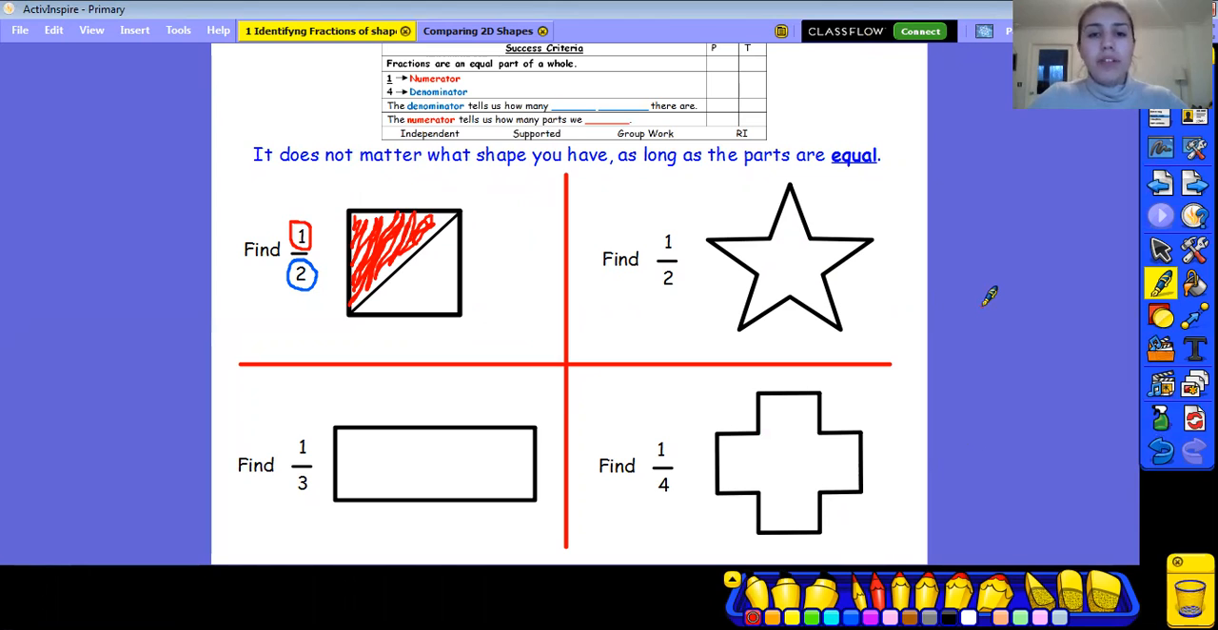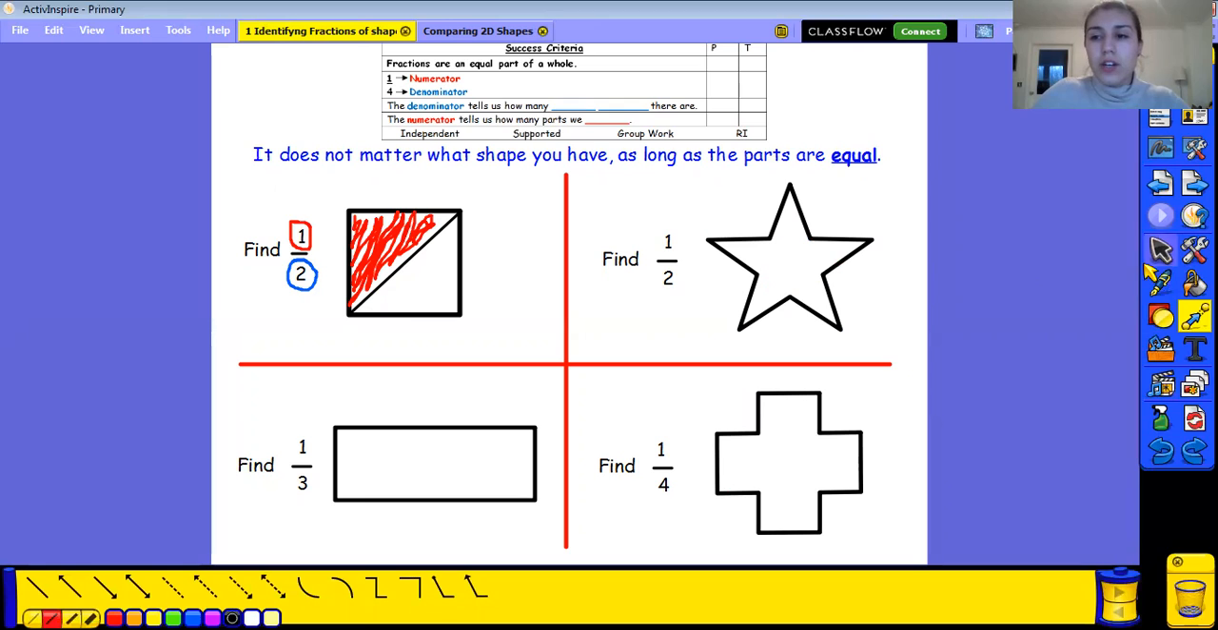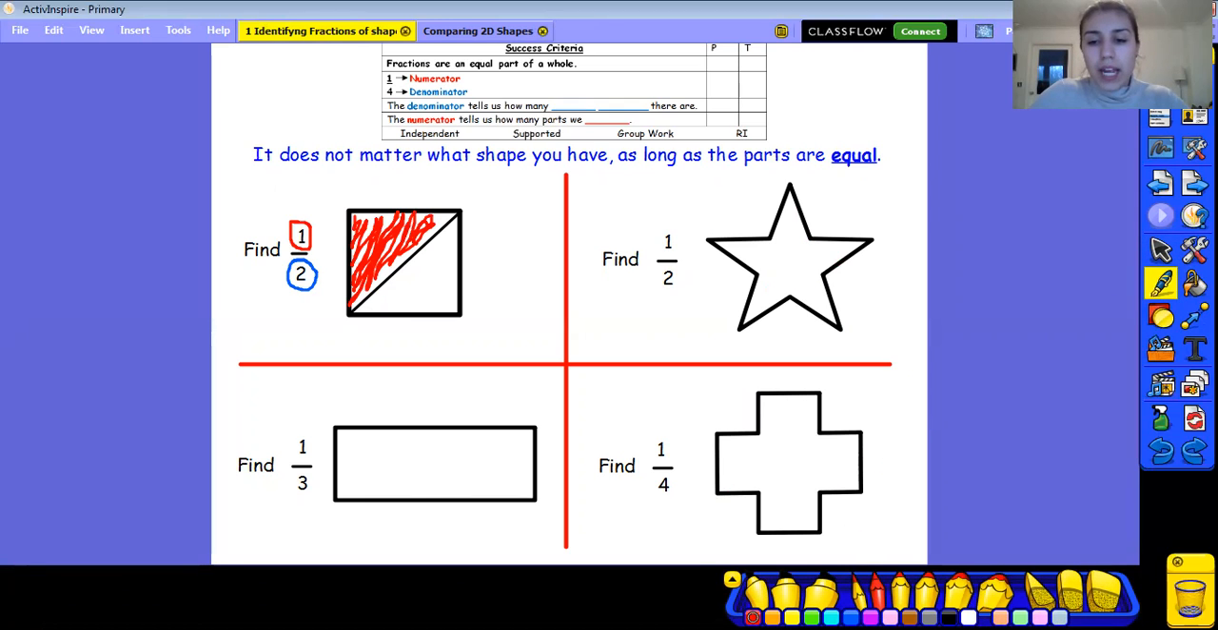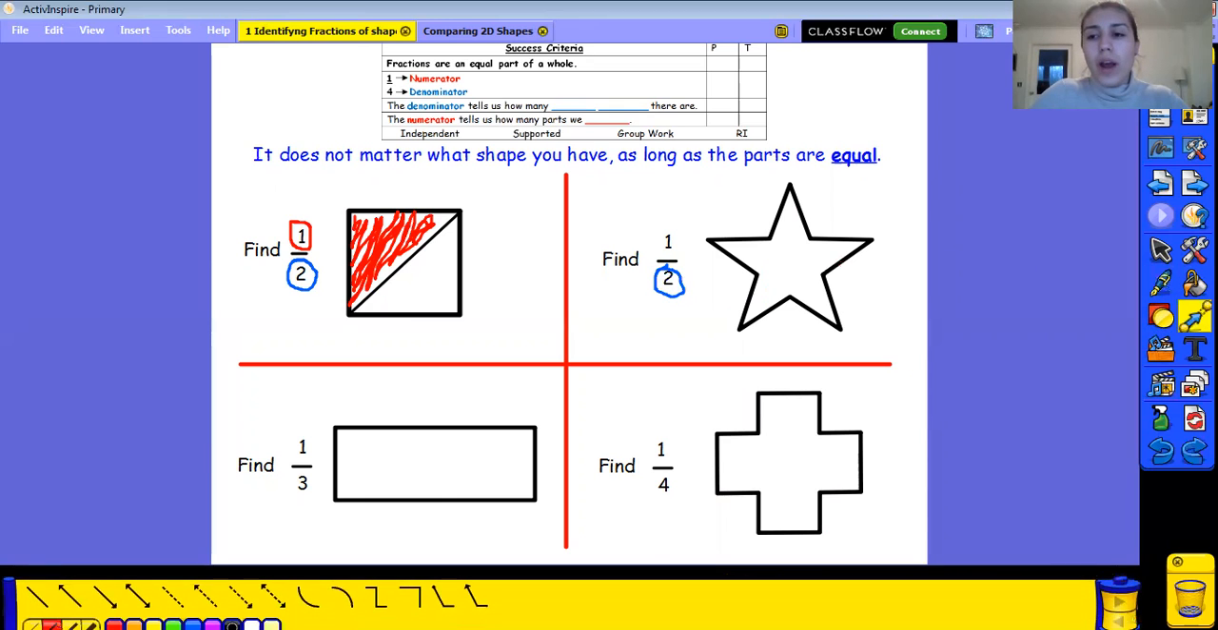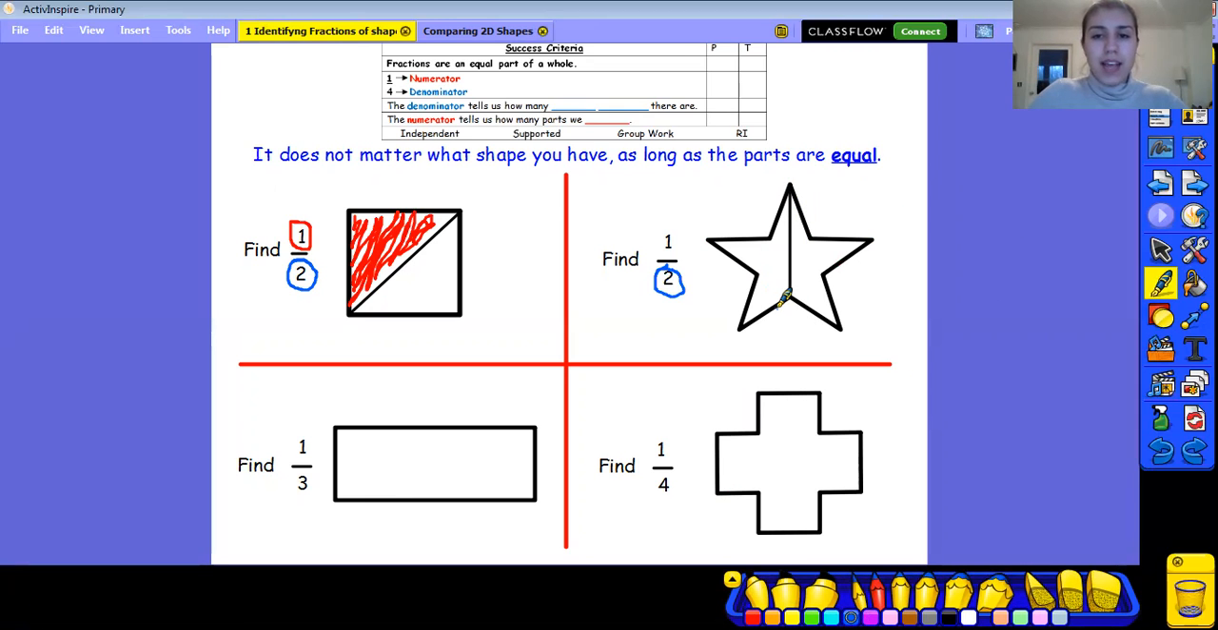Can you have a go at pausing the video and talking about where you think we should split these shapes? Great, hopefully you've had a go. So let's have a look. 1/2. So the denominator shows me that I need to split it into 2 equal parts. When I have 2 equal parts, I usually just have to split it down the middle like that. So now this part is the same size as this part.